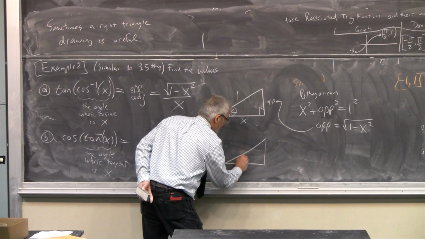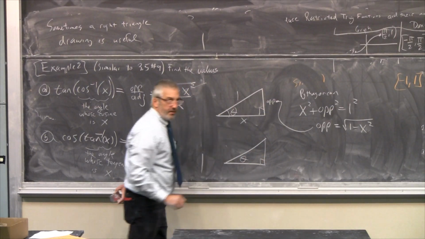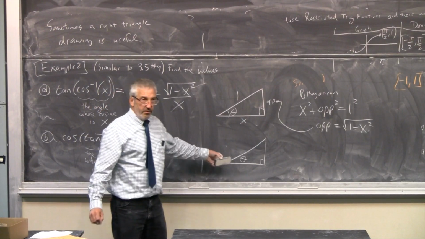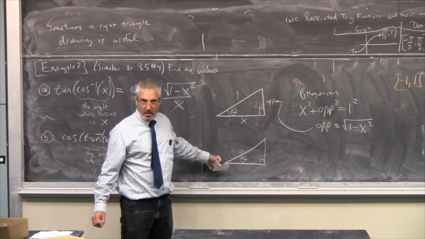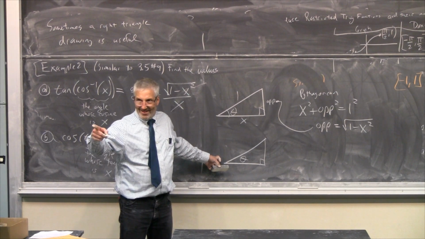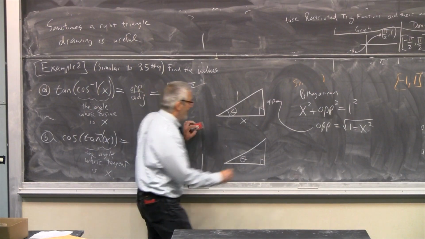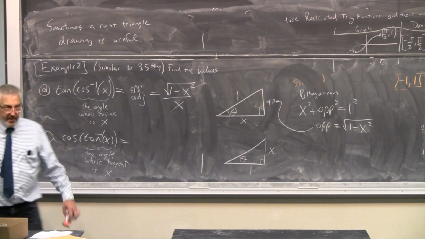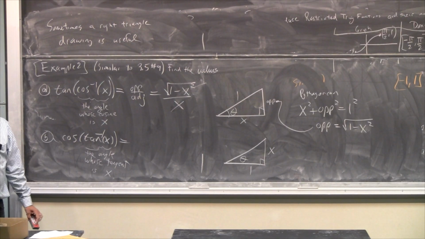So this is theta. I need it to be such that the tangent of theta equals x. So what should I do in this picture to make it that way? Because tangent is opposite over adjacent. So that's the cheapest way to get an angle whose tangent is the number 1.